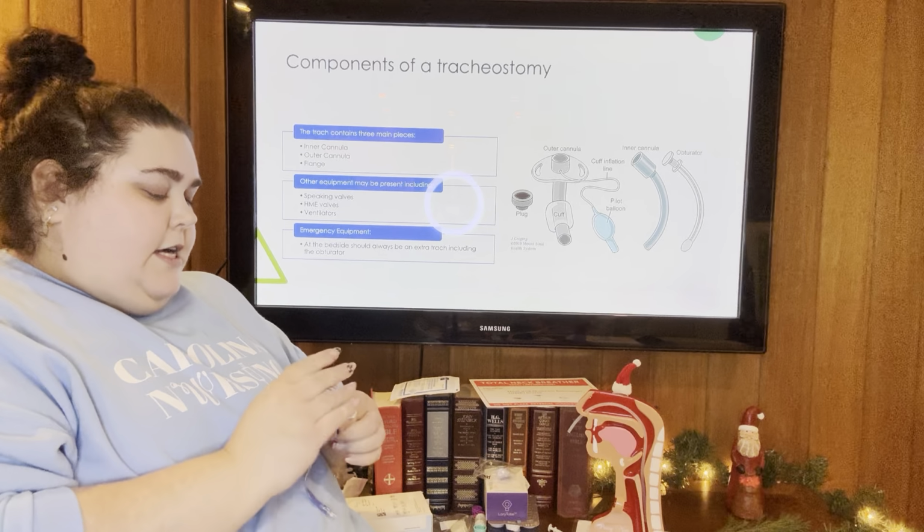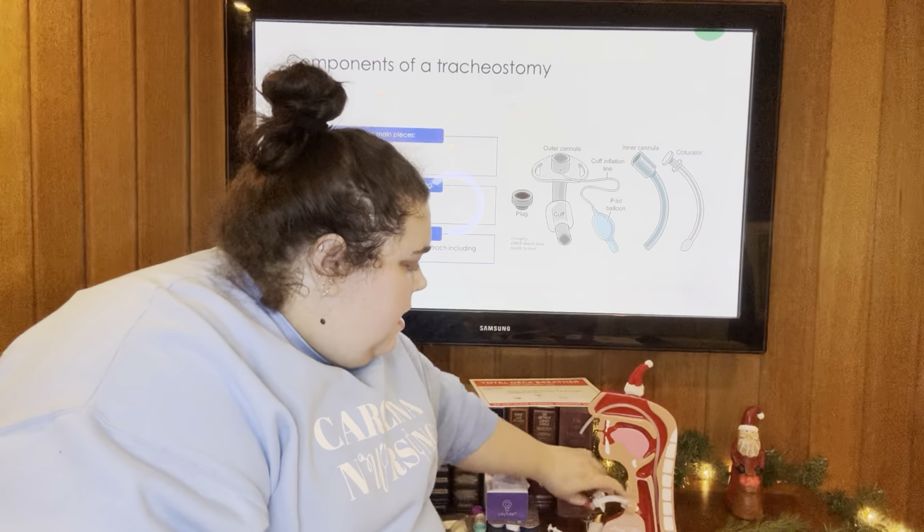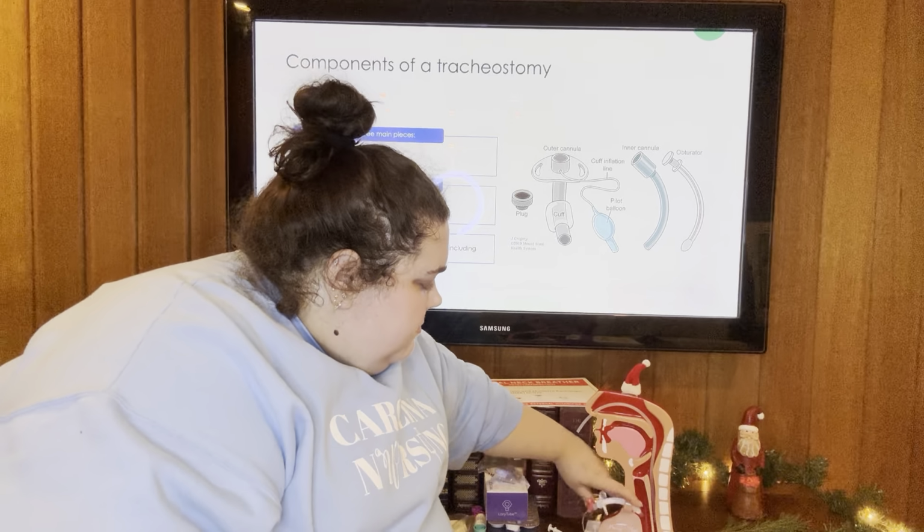So we will give Tom his trach back. I'm sure he is missing it. Maybe.